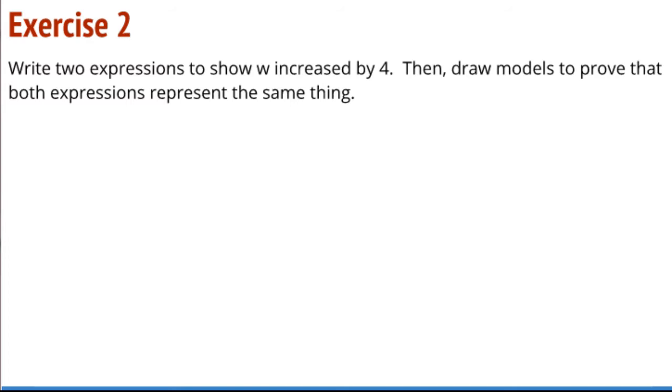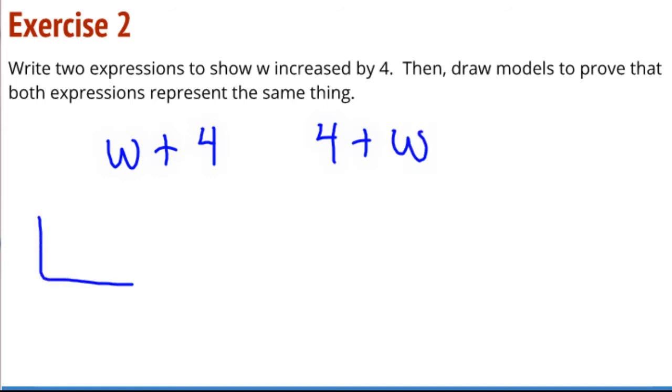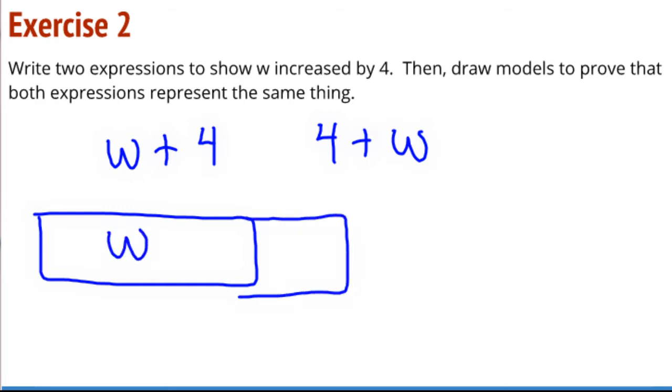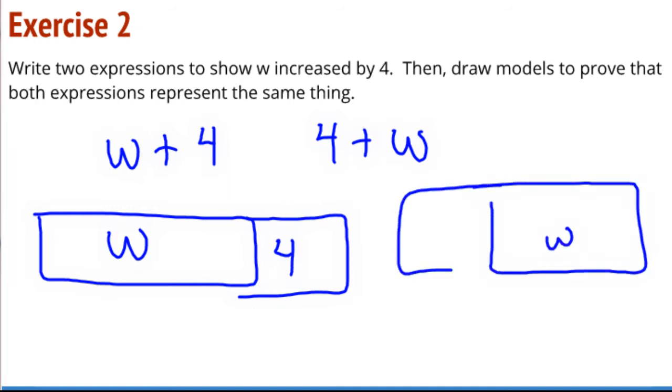Write two expressions to show W increased by 4. So I have a W, and I'm going to increase it by 4. And of course, the commutative property, I can flip them around here. Bar models, I've got W, and I'll increase it by 4, or flip it around. I've got 4, and I could increase it by W.